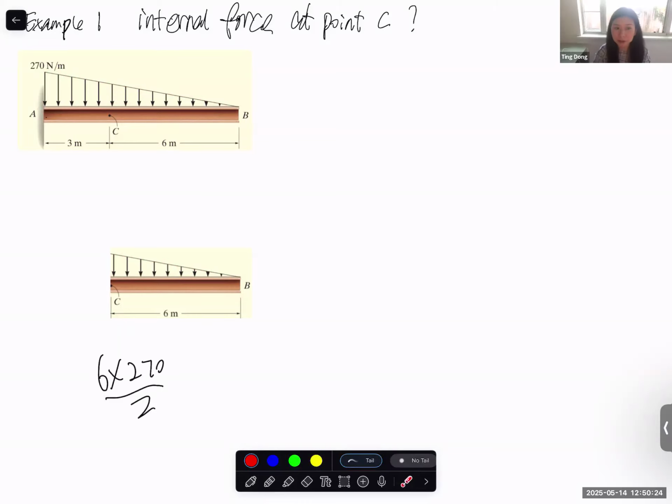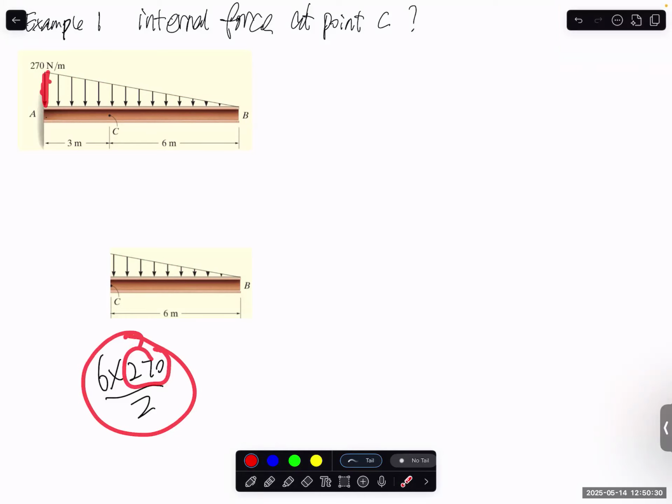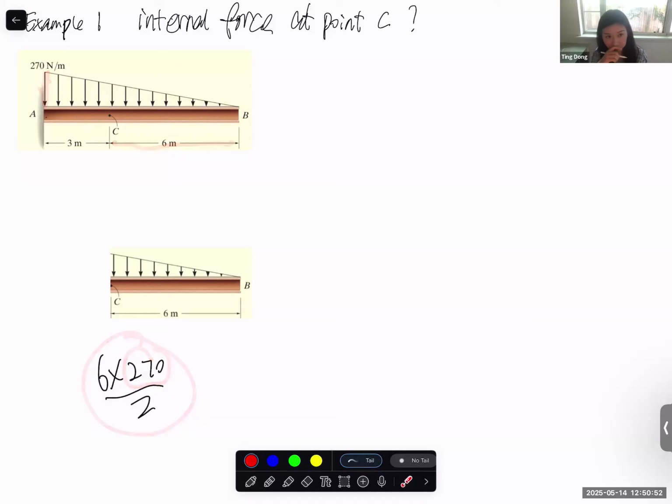So again, that's what I talked about. Be very careful. 270 is here. Right? You have 6 here, you have 270 here. So how are we supposed to know the height of this triangle? Would it be 720? Why?